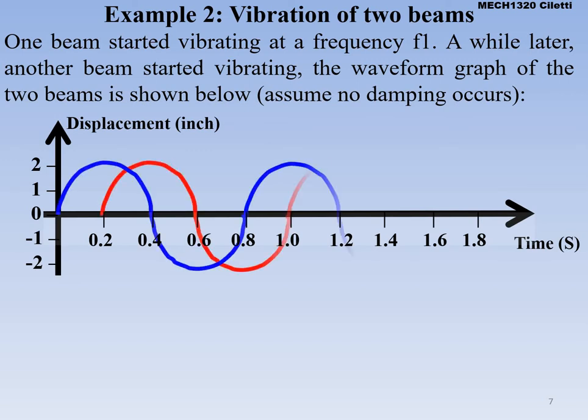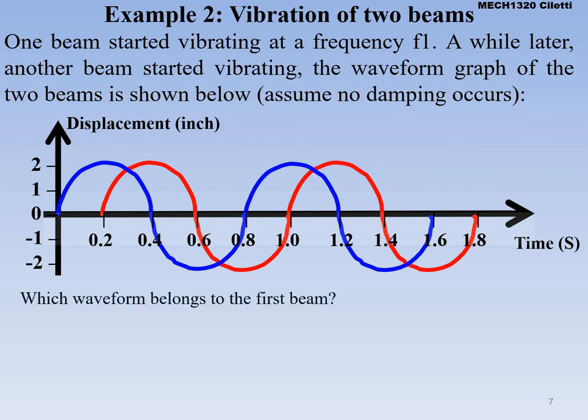So if we took the 2 waveforms again, once again, we are going with blue and red waveforms. And so which waveform belongs to the first beam? We got a blue waveform, and we have a red waveform. Well, we got to go back to understanding the reading. It says 1 beam started vibrating at a frequency F1. It says a while later, another beam started vibrating.